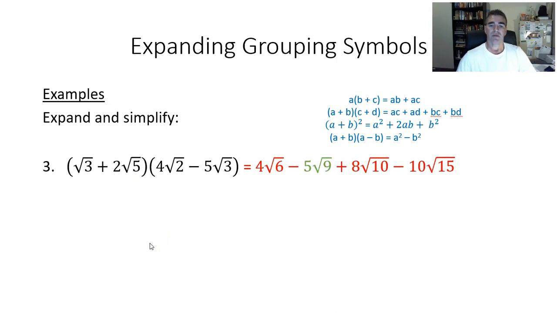The next thing we need to do is to check to see if any of the terms simplify. First one doesn't. This one does, because the square root of 9 is 3. This doesn't, and this doesn't. So square root of 9 is 3, and 3 times 5 will give us 15.